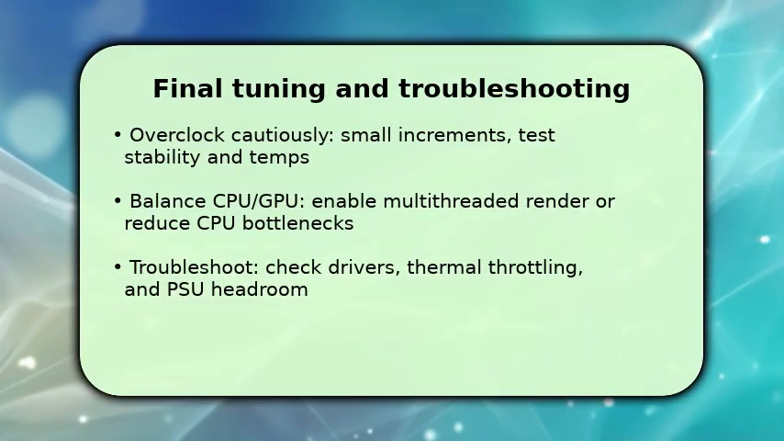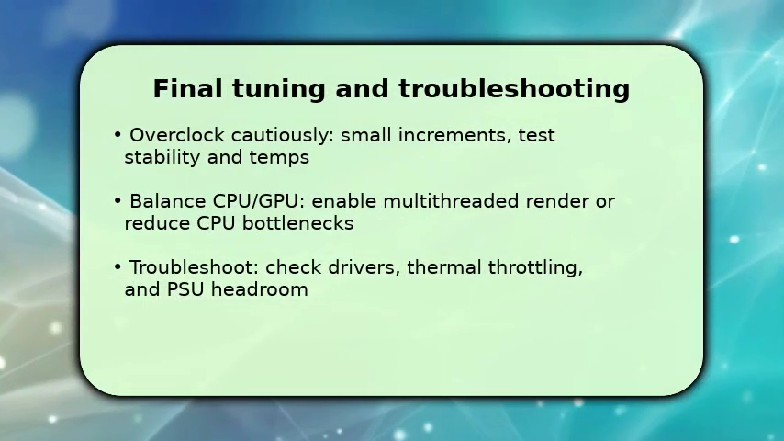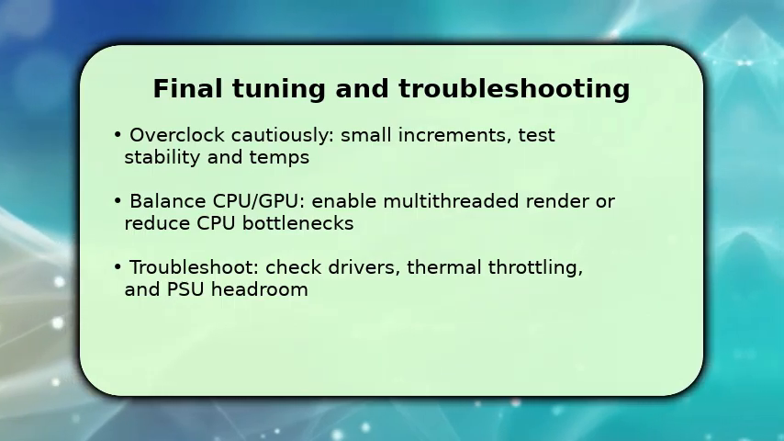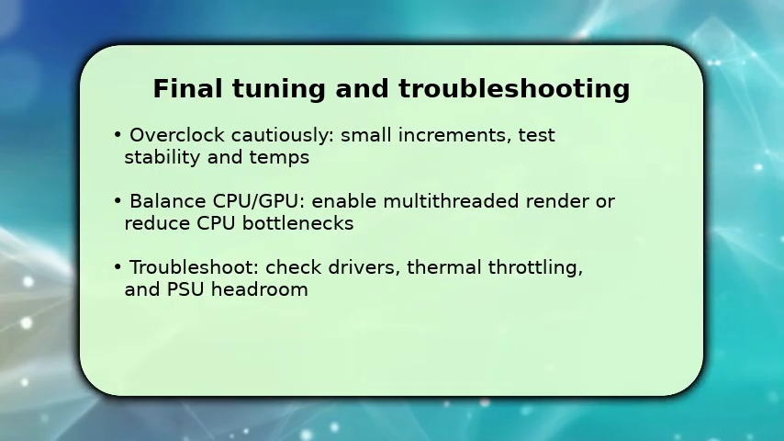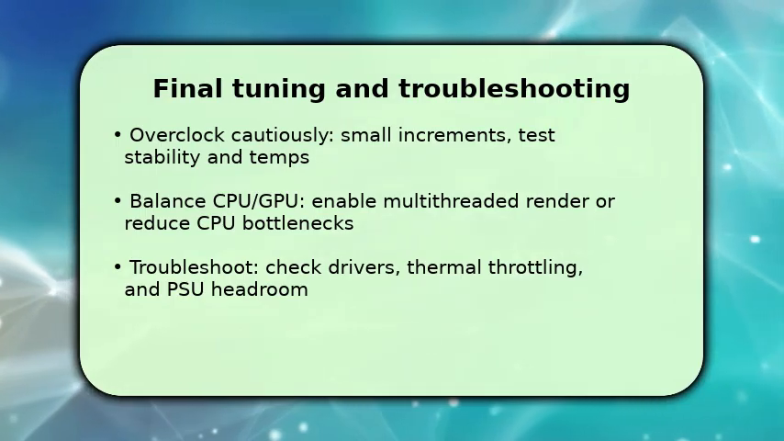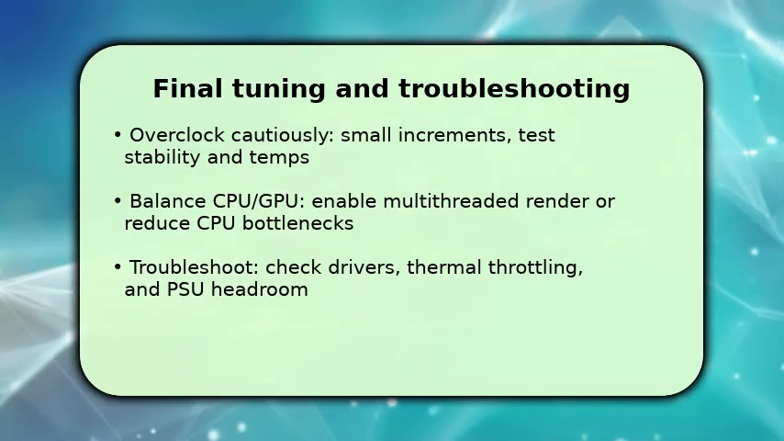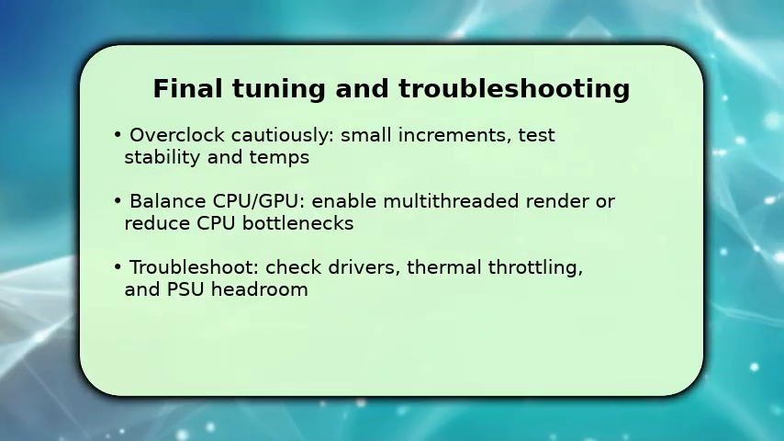If temperatures and power allow, apply modest GPU overclocking in small steps and run stress tests to confirm stability. This raises sustained utilization. Once done, balance the system by enabling multi-threaded rendering or moving tasks to the GPU. Make sure the CPU is not the choke point.